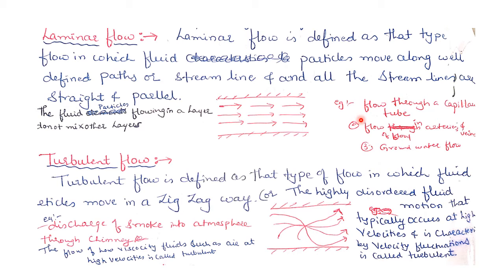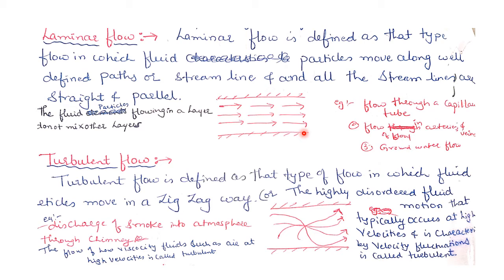For example, flow of blood in the arteries and veins. So this is a very laminar flow. So very straight and parallel the blood will be moving in our arteries and veins.